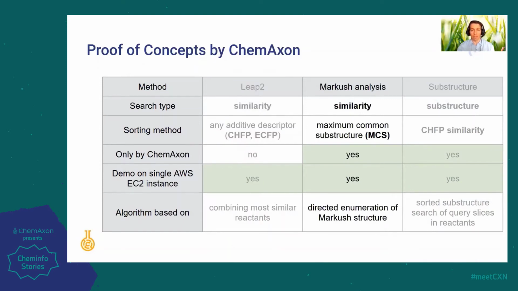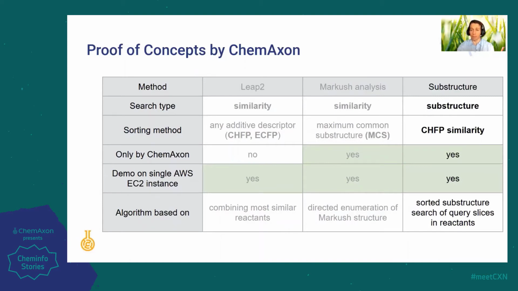The next algorithm is based on Markush analysis. It's also a similarity algorithm, and the sorting method is different here. The maximum common substructure. It was developed by ChemAxon internally, the whole algorithm, and it is an enumeration of the Markush structure. Just it's directed in a way that we go only for the enumerants that are the most relevant for each enumeration set.